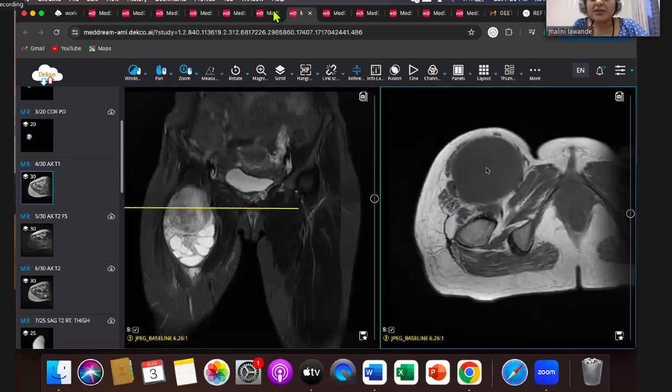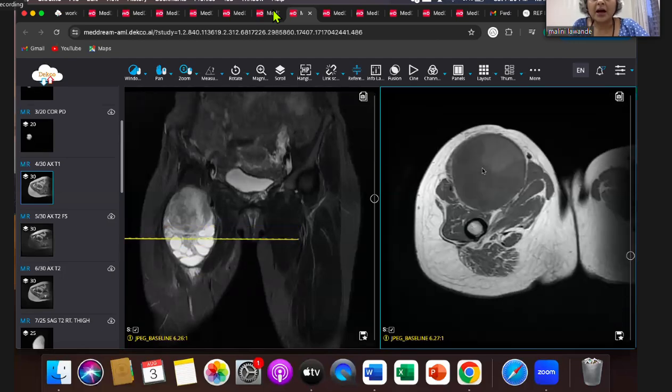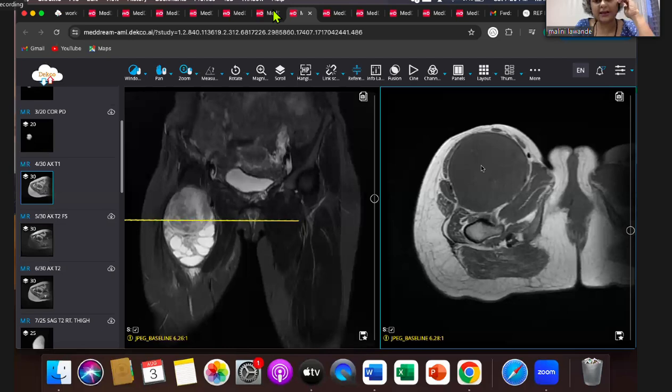Okay, so this is now a 60-year-old person who has presented with a swelling which has been increasing for some time in the thigh.